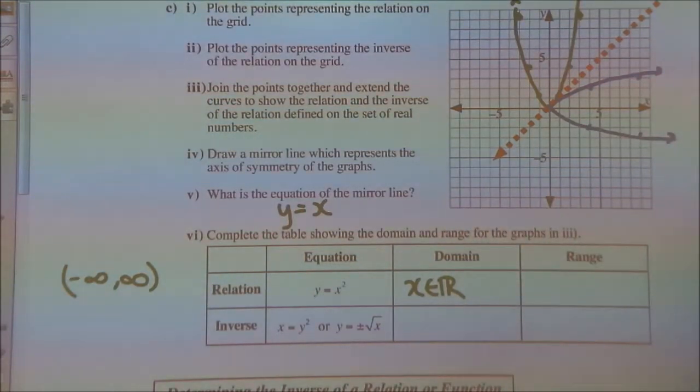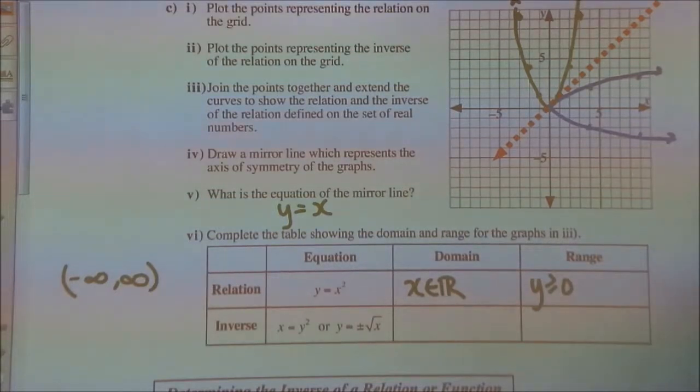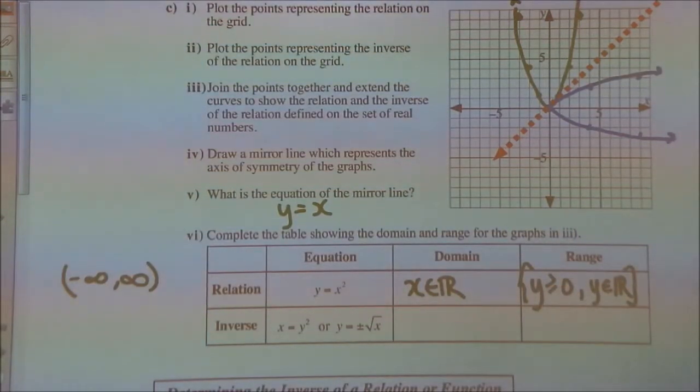Okay. What's my range? What are my possible y values in this green graph? So in other words, what can't y be? Less than 0. So y has to be greater than or equal to 0, and it can be any real number bigger than that. If I was to do my interval notation, it would be going from 0 to infinity. Infinity would have a curved bracket. 0 would have a square one because it could equal 0 this time.